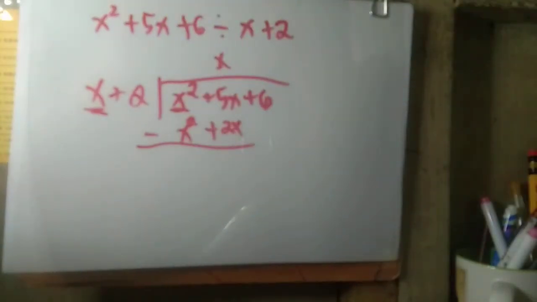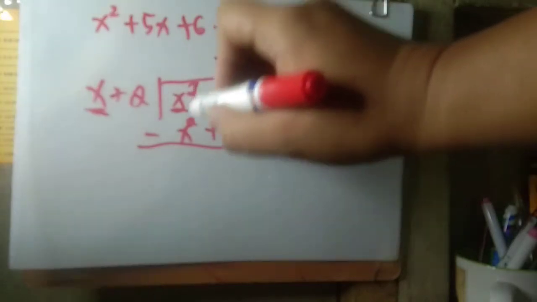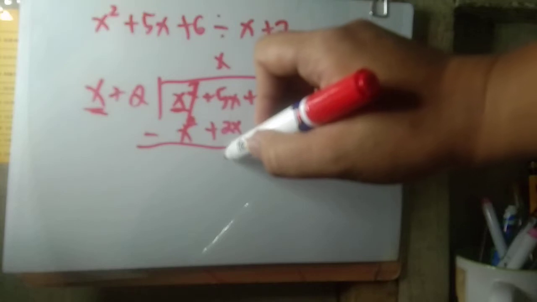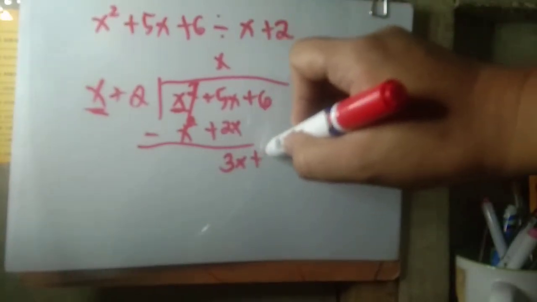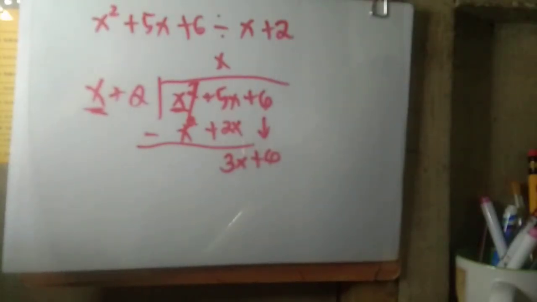So, traditional way of doing it. x squared minus x squared would be 0. Cancel. And then 5x minus 2x would be equal to 3x. And then we will bring down the 6 here. Just like the traditional way of doing the division in arithmetic.